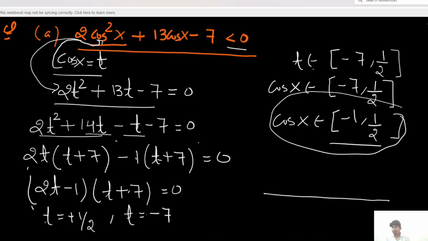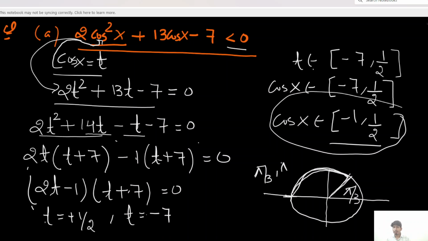Then where does cos x belong to minus 1 to half? One minute, I show by graph. This is our cos x graph. Here is minus 1, and where is 1 by 2? 1 by 2 is here. Then this is pi, and this is pi upon 3. So pi upon 3 to pi are the values for this. Okay students, x belongs to pi upon 3 to pi.